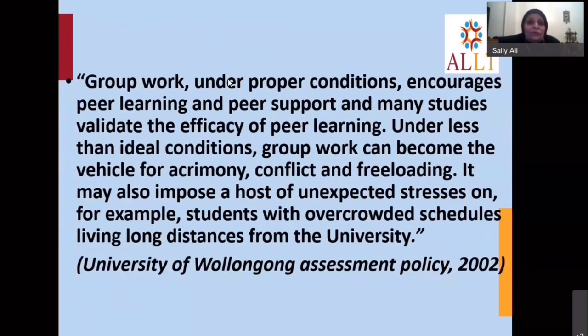The quote from 2002: group work under proper conditions encourages peer learning and peer support, and many student studies validate this. Under less than ideal conditions, in other words, if there's a problem, there's conflict, there's freeloading, there's a lot of stress, we find that the students have problems.